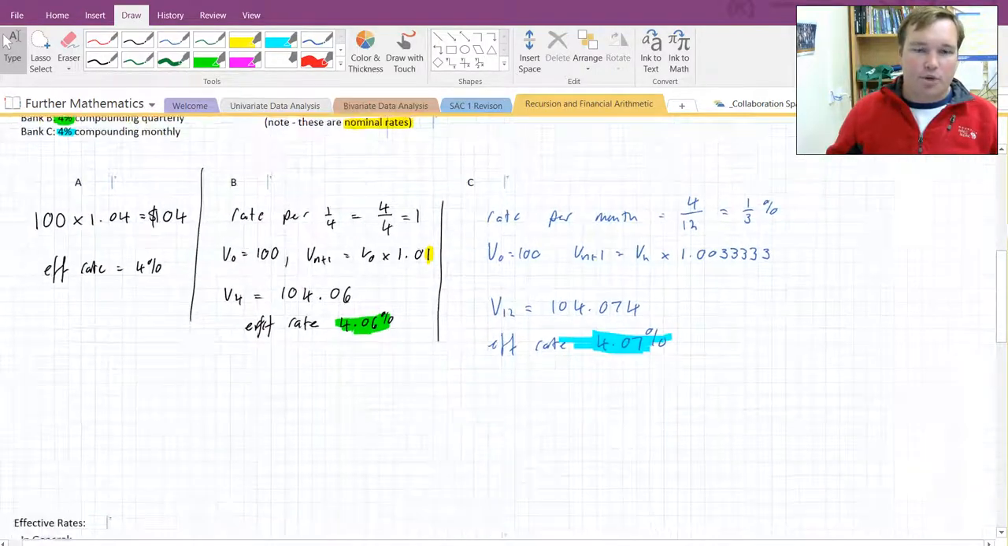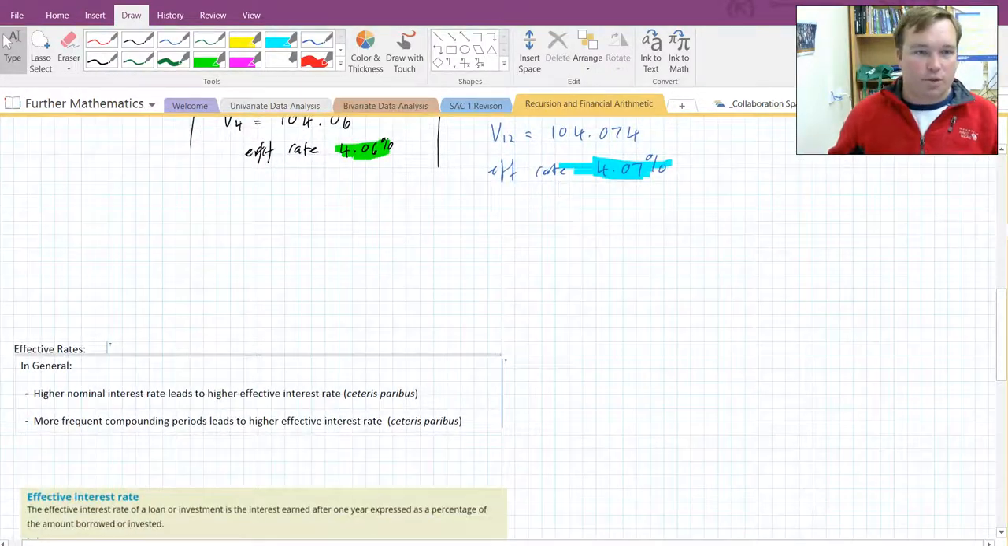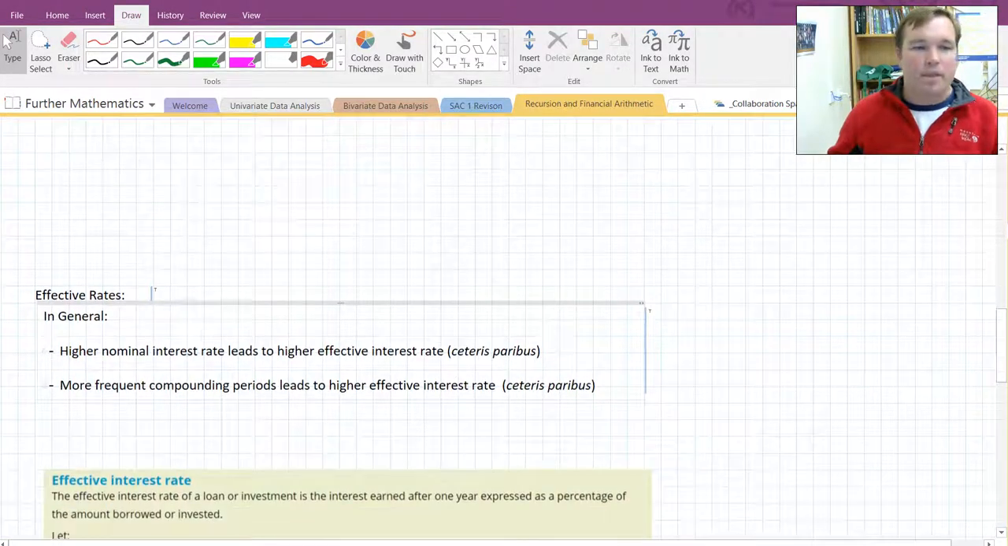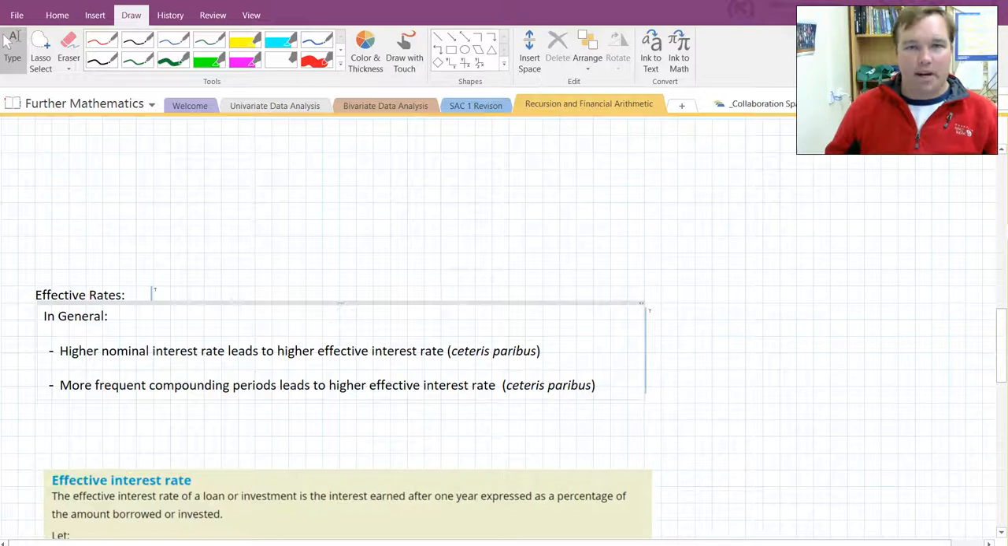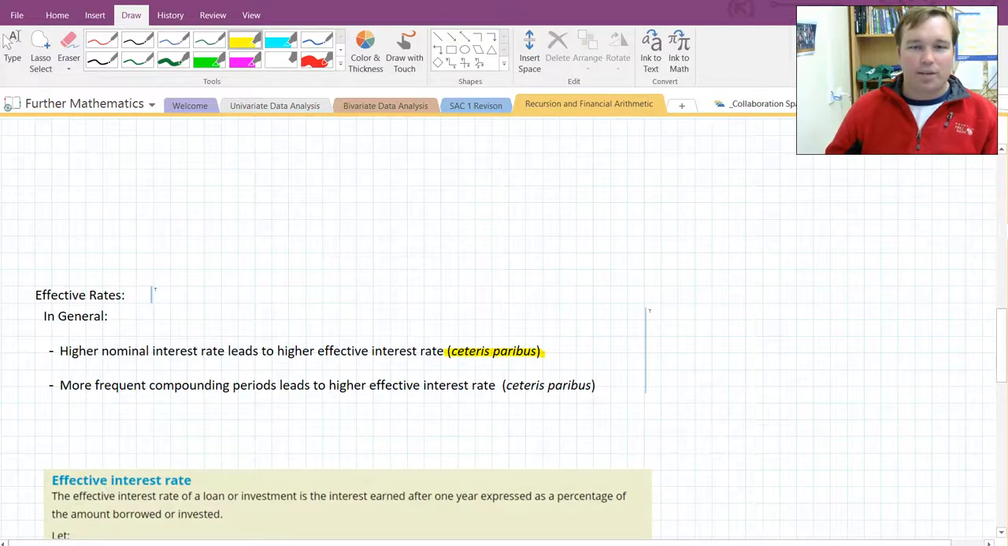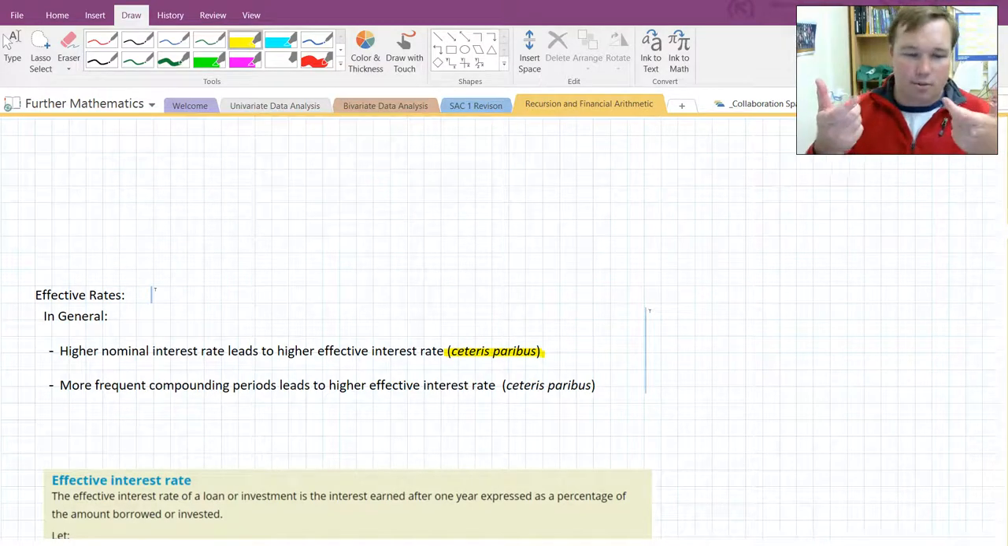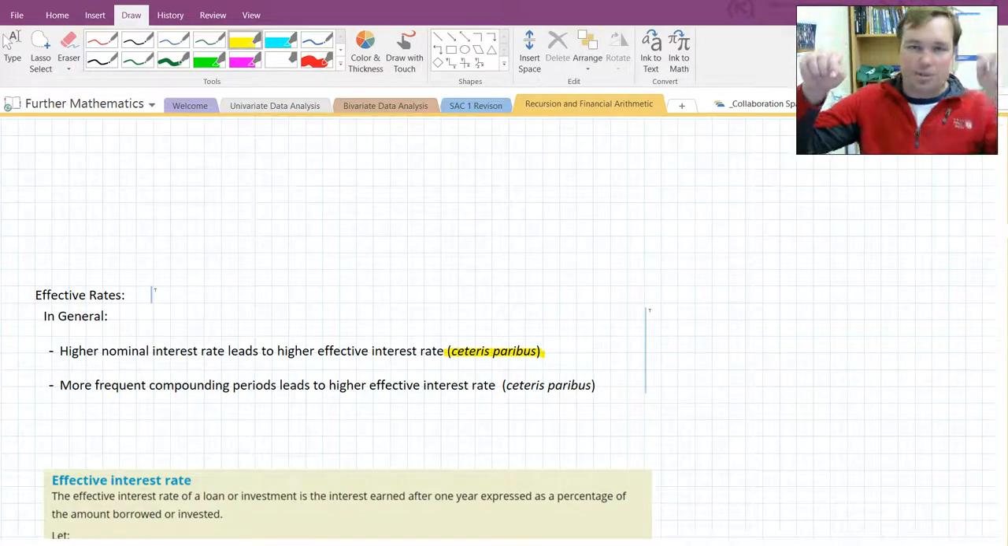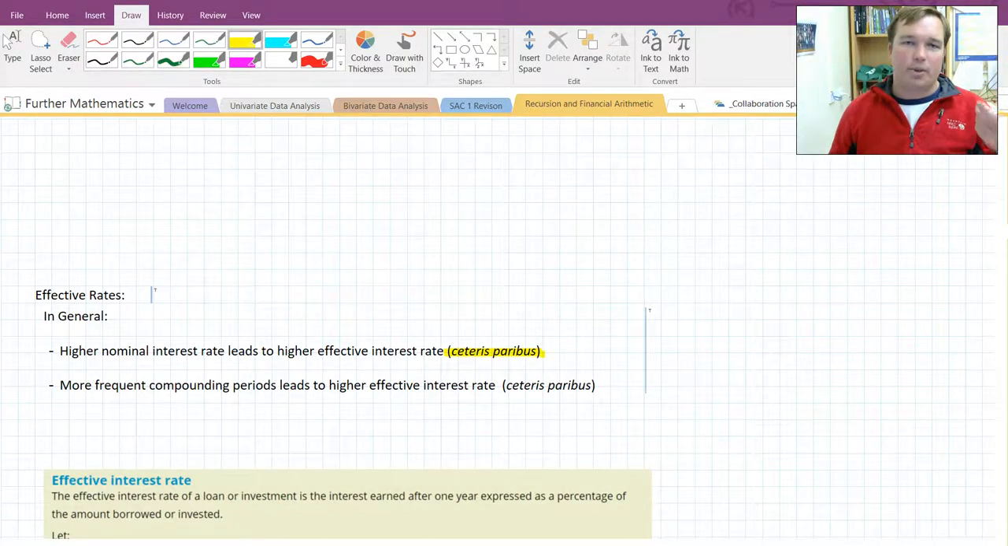Now, some notes on how we can compare these quickly in multiple choice style questions. In general, a higher nominal rate of interest leads to a higher effective rate of interest, ceteris paribus. It's Latin, meaning holds all else equal. It's one of those economics terms, doesn't pop up in maths that often. In fact, what it means is that if we hold, say, the compounding periods equal, so we have a 12-month compounding period and a 12-month compounding period, this has 5% interest, this one has 6. The one with 6 as a nominal interest rate will have a higher effective interest than the one with 5.